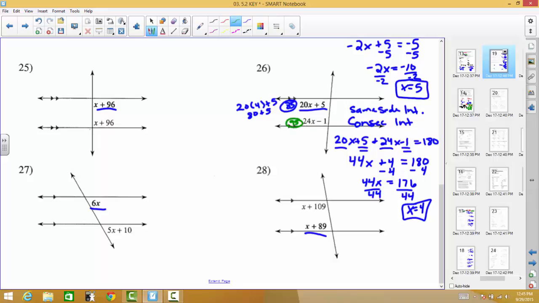Okay. And then in 28, again, it's the same thing. It's the consecutive interior. So together they add to give you 180. So you would have 2x. I'm just sort of adding them, x plus x. I should just write this out. X plus 109 plus x plus 89 is 180. So then you have 109 plus 89. 9 and 9 is 18, so you have 198.